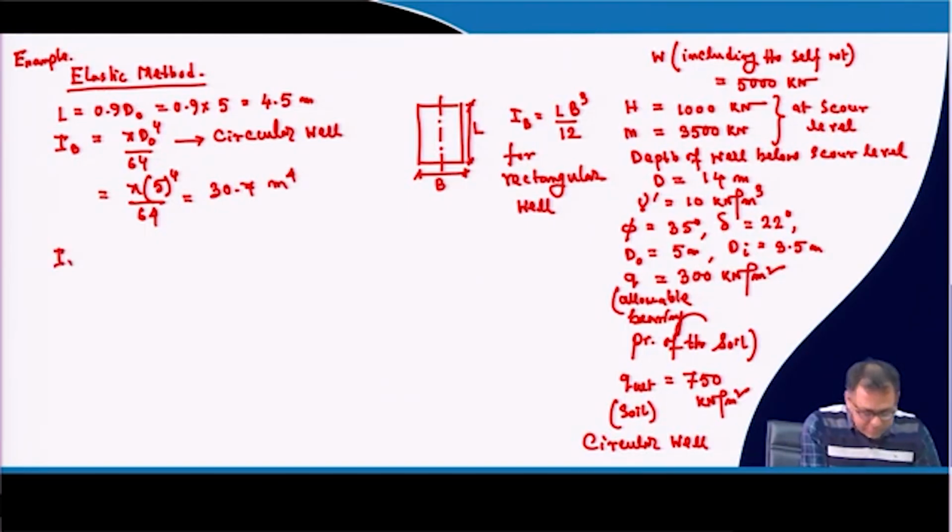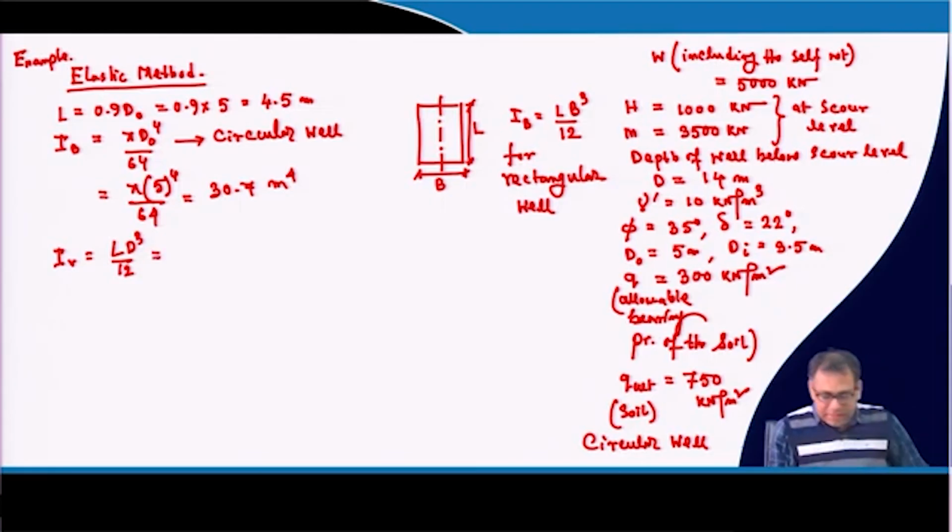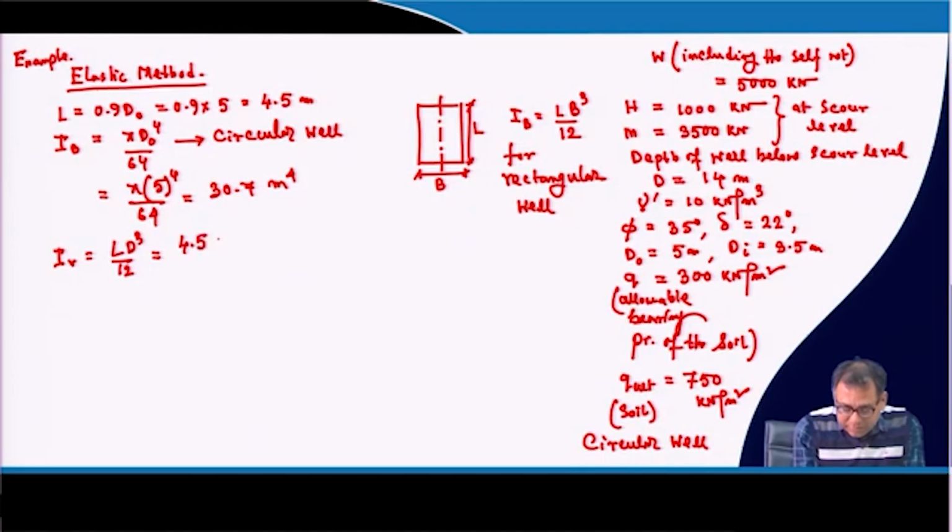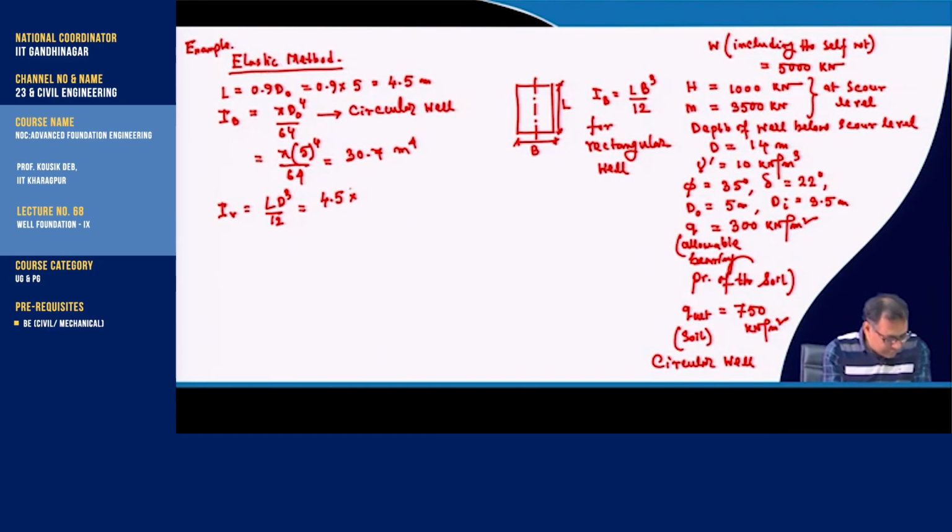Then IV is L d cube by 12. Okay. Now, L is here 4.5, d is 14. So, 4.5 into 14 to the power cube divided by 12, this is 1029 meter to the power 4.